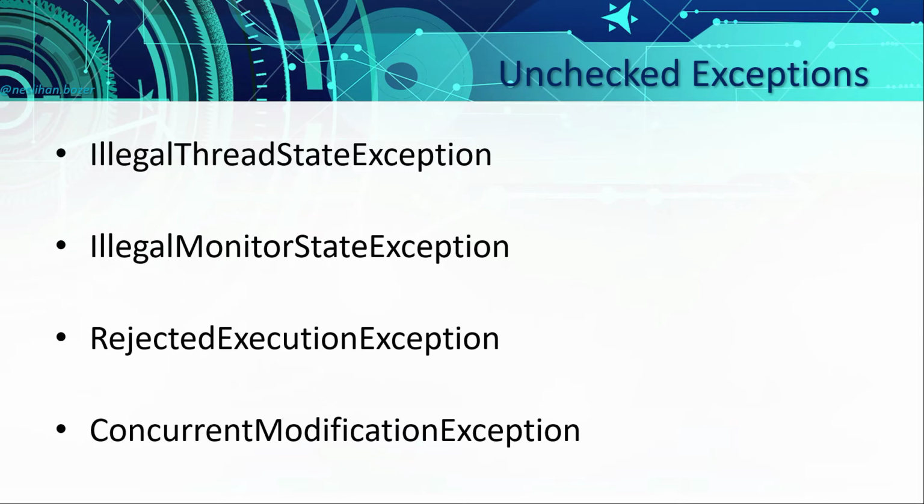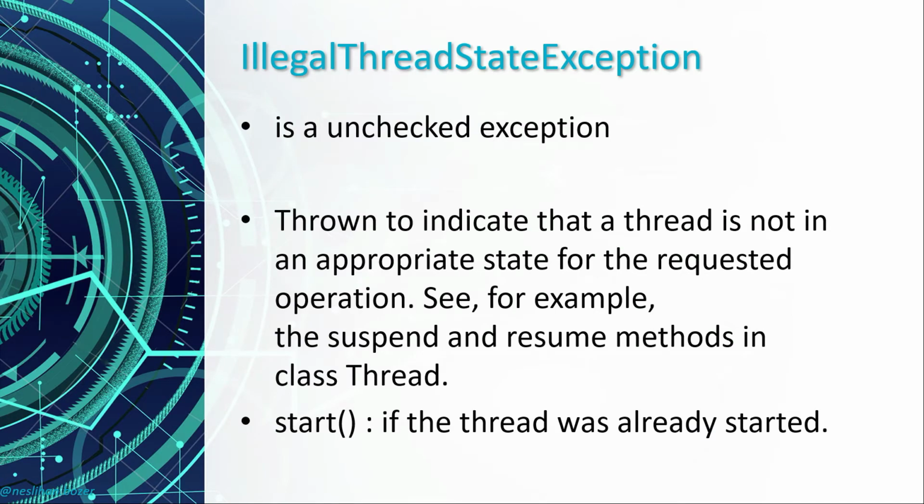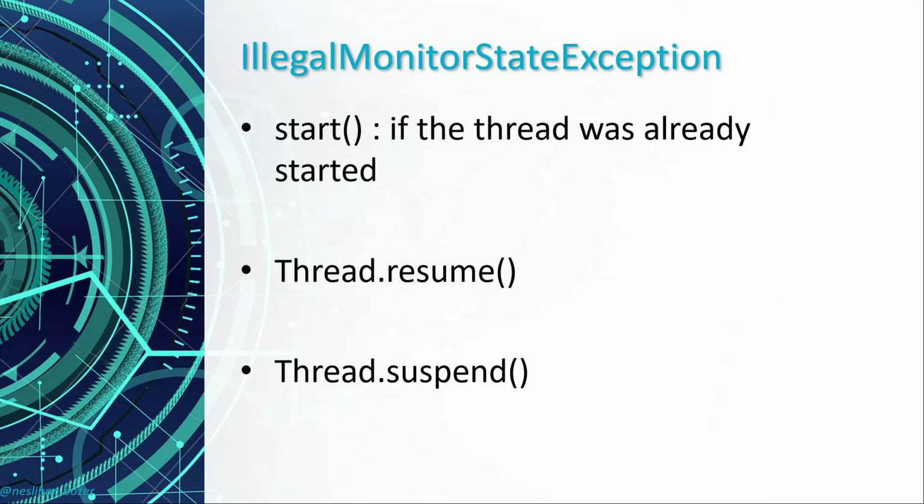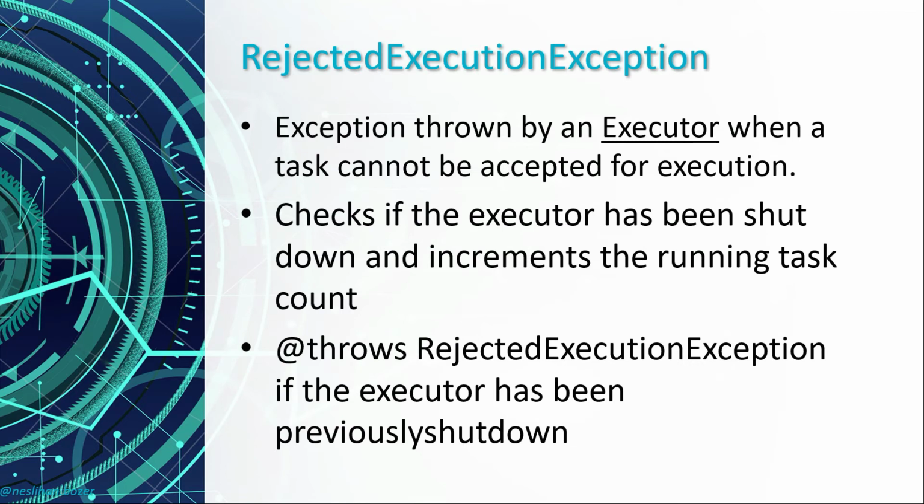Unchecked exceptions can be IllegalThreadStateException, IllegalMonitorStateException, RejectedExecutionException, or ConcurrentModificationException. IllegalThreadStateException is an unchecked exception thrown to indicate that a thread is not in the appropriate state for the requested operation. For example, it can be applicable for the thread resume or suspend methods. RejectedExecutionException is an unchecked exception thrown by an executor when a task cannot be accepted for execution. It checks if the executor has been previously shut down and increments the running task count.